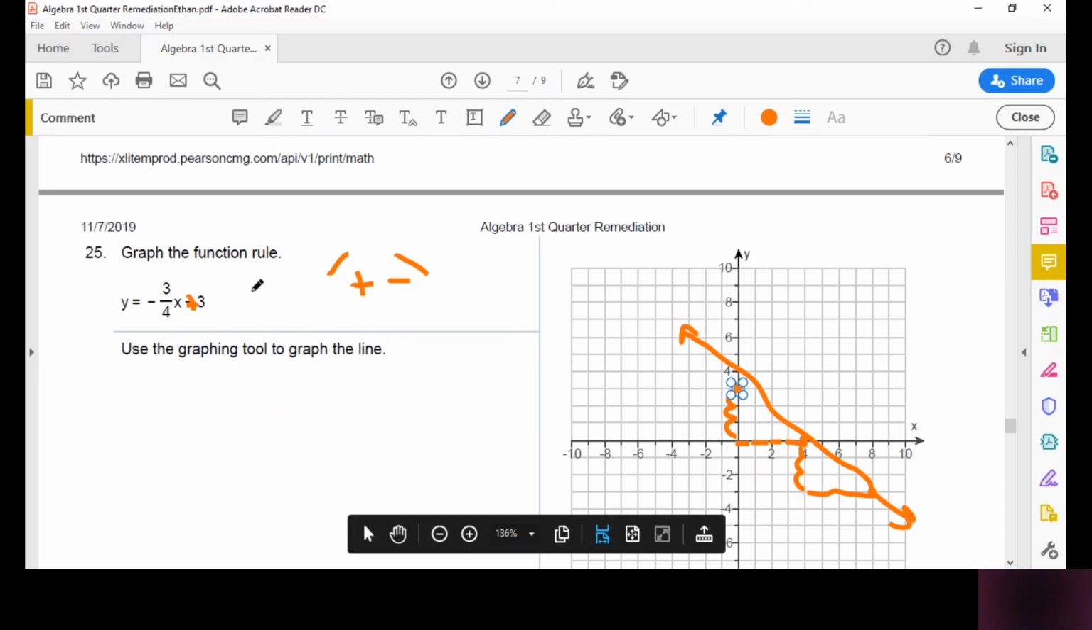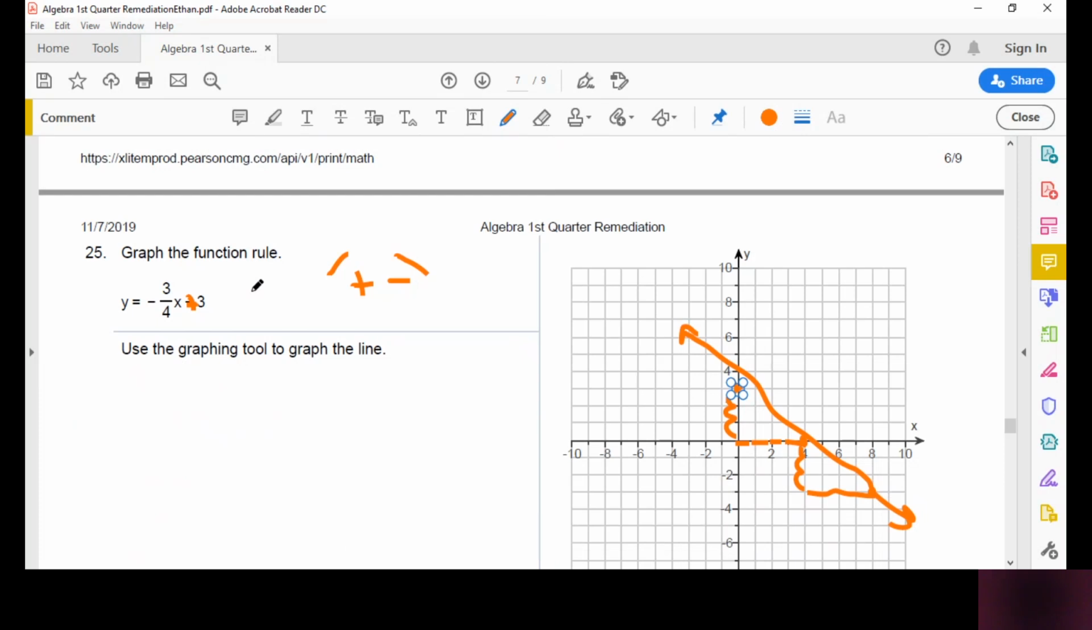That's it for today's review, guys. We've reviewed slope, slope-intercept, being able to identify slope and the y-intercept out of a table of values just by looking at graphs. These are things we got to get good at.